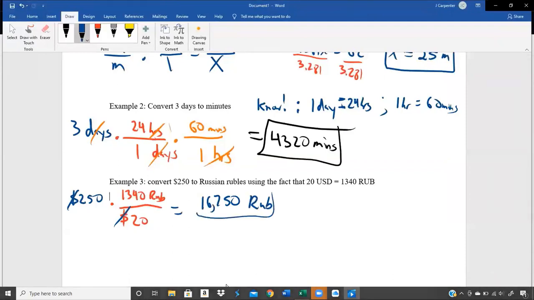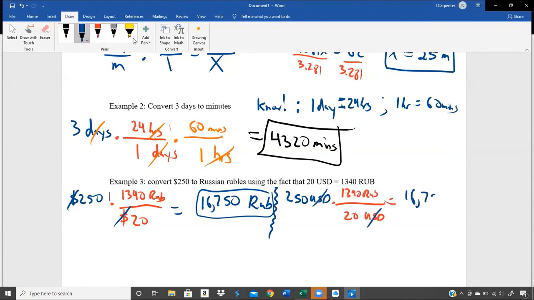So that would be the answer. The alternative way to have written this, instead of writing the dollar symbol, you could use that abbreviation USD. So 250 United States dollars, and then you multiply by a fraction. Well, we know out with the old, the US dollar's got to go away, so the US dollar goes here, and it's 20 of those American dollars to get 1340 of the rubles. And you'll see the US dollars cancel, you'll be stuck with rubles, and you still get the 16,750. The arithmetic does not change. Same answer.